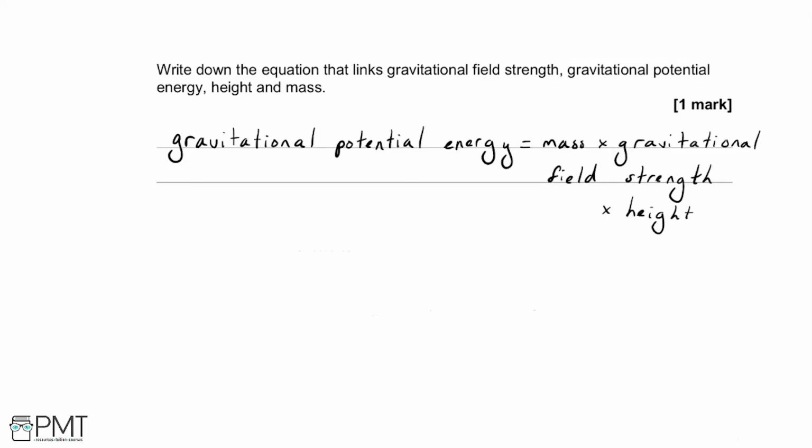You may also see it written as E, with the P in subscript, which means gravitational potential energy, equals mgh, or just E equals mgh. And you could write it like this and still get the marks in this case. However, it's always safer to write it in the words as given in the question, just in case they're being particularly harsh.